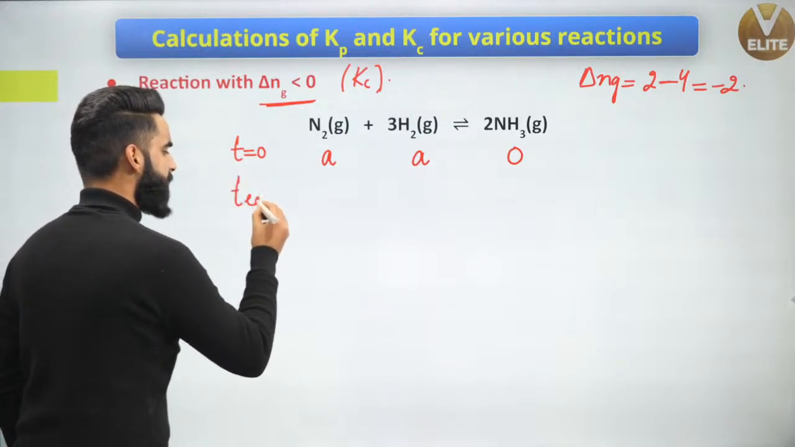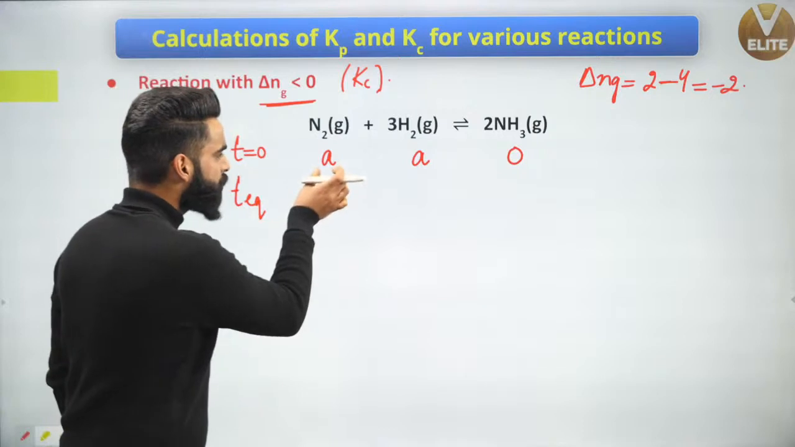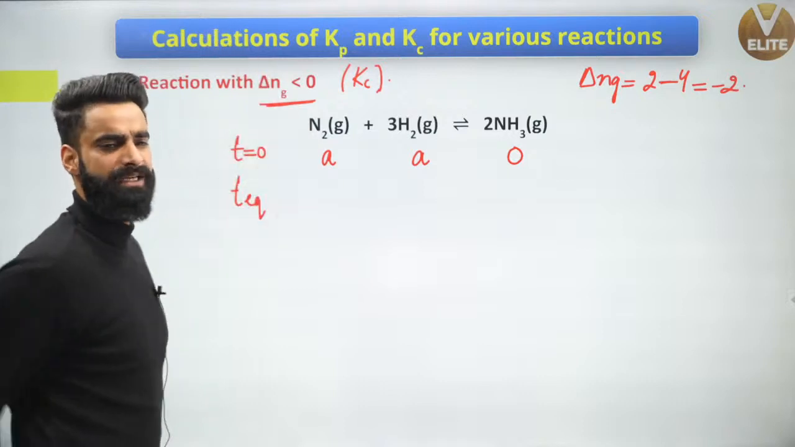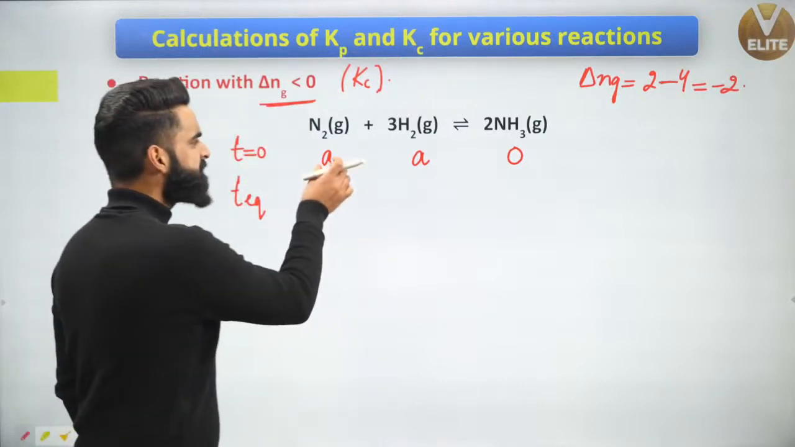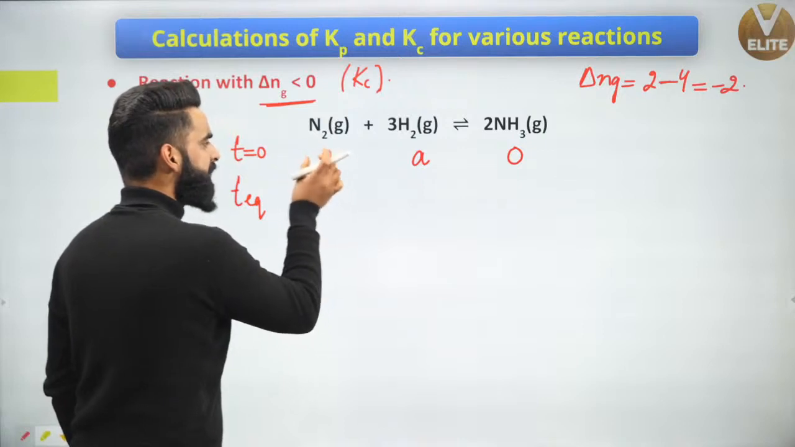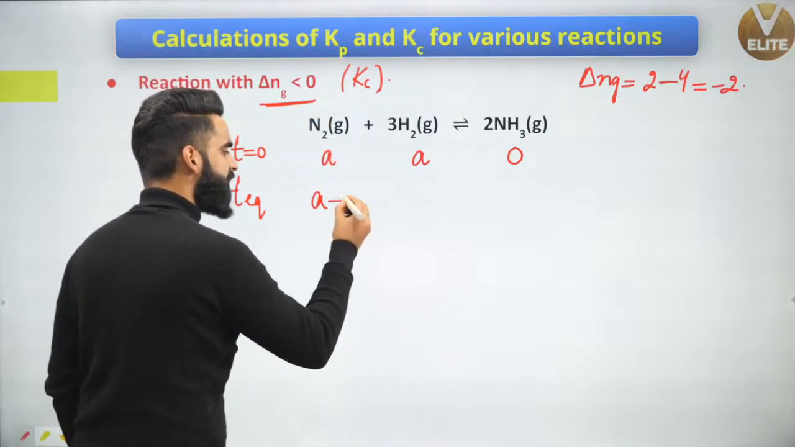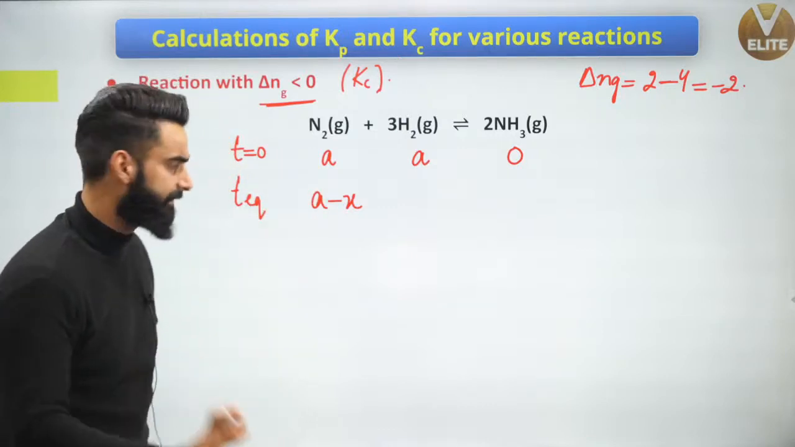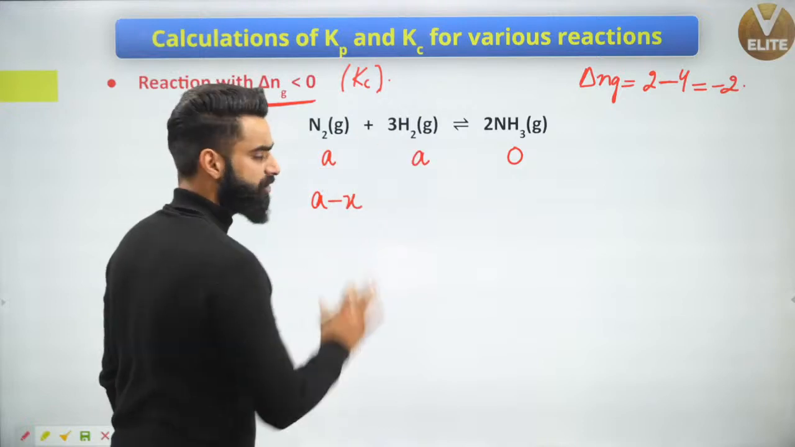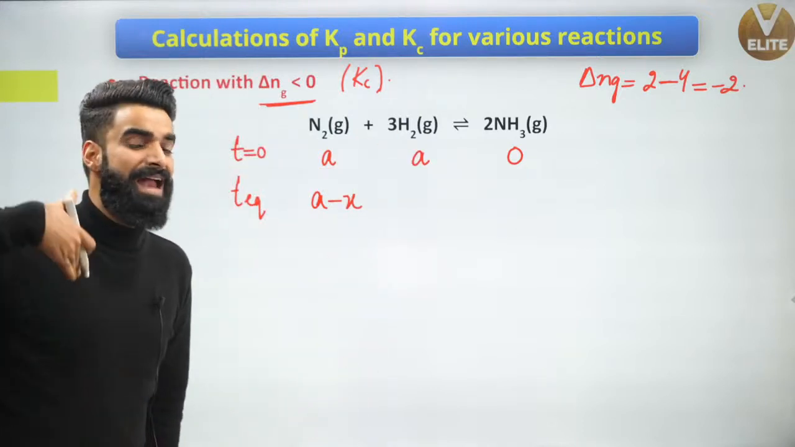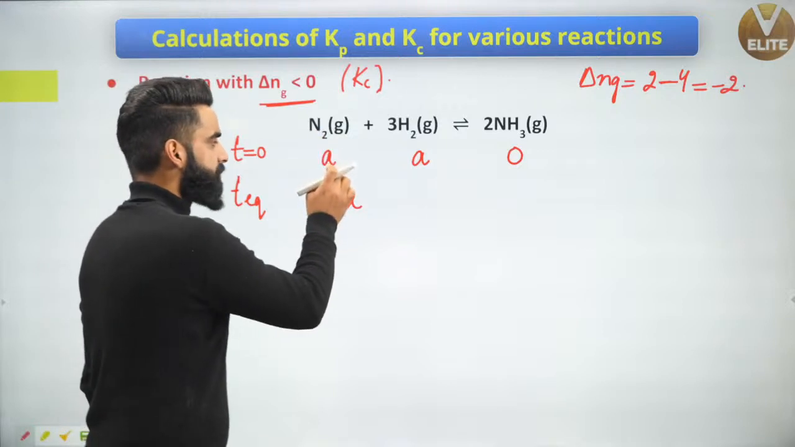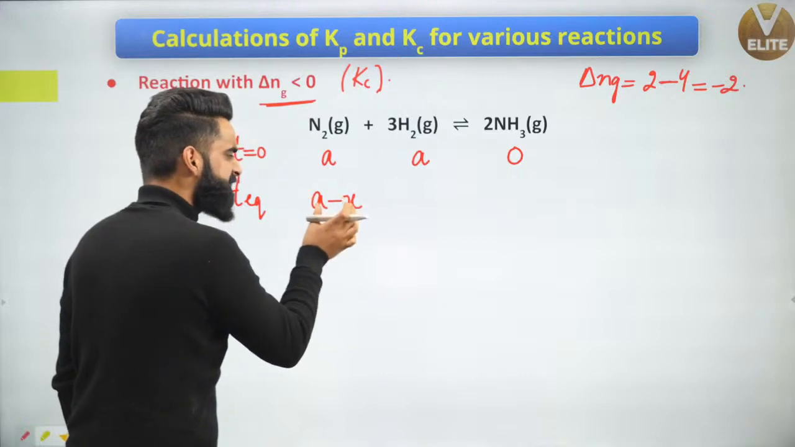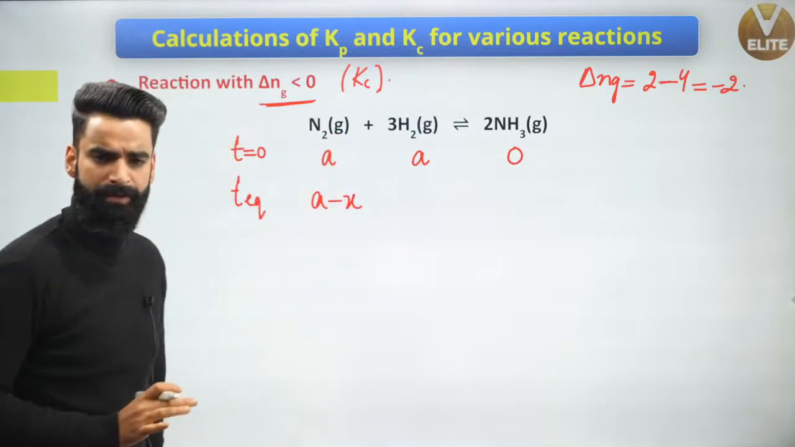Now guys, what am I going to do? I'm assuming at equilibrium, for example, out of A moles of N2, X moles of N2 have reacted. If X moles of N2 have reacted, how many moles of N2 will I be left with at equilibrium? Won't I be having A minus X moles? Very simple. Say I took A moles of N2, B moles of H2 at time t is equal to 0. Now I'm assuming out of A moles of N2, X moles of N2 have reacted, so I'll be left with A minus X moles of N2 at equilibrium, correct?